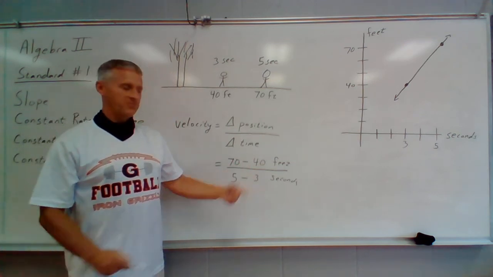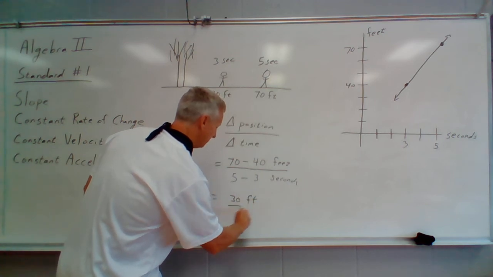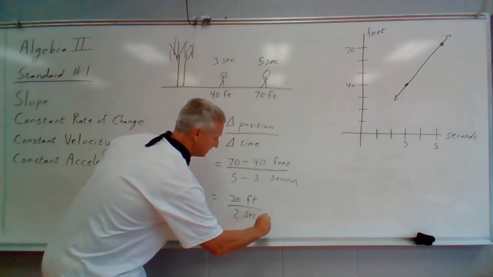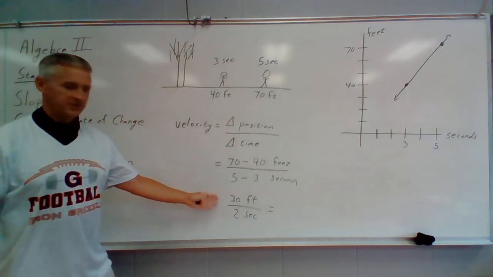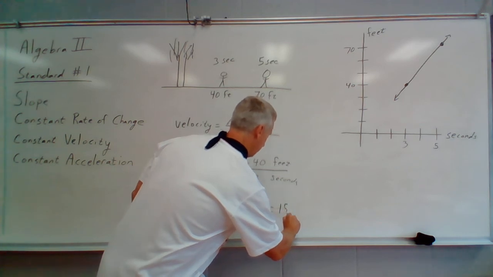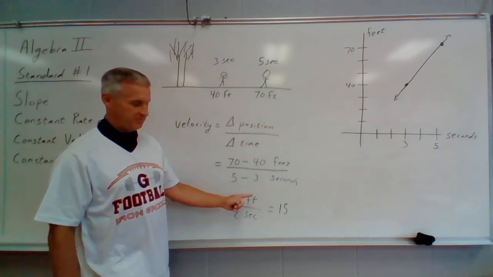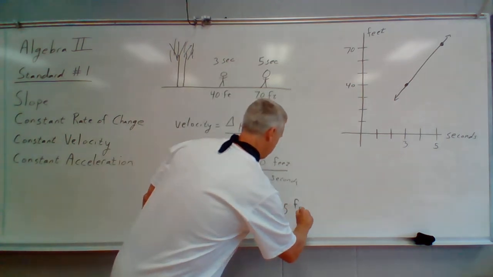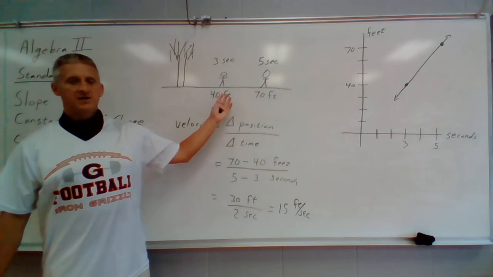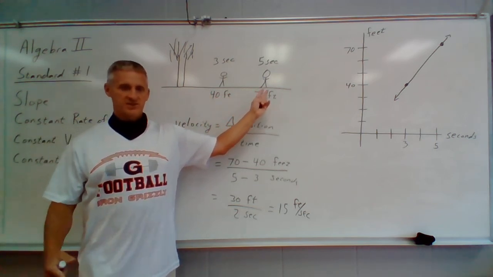Work that out. 70 minus 40 is 30 feet. 5 minus 3 is 2 seconds. If we simplify that, 30 divided by 2 is 15. And our units are feet per second. So it's very important to keep the units in there. Feet per second. Okay, so this little guy is traveling at a constant velocity of 15 feet per second.